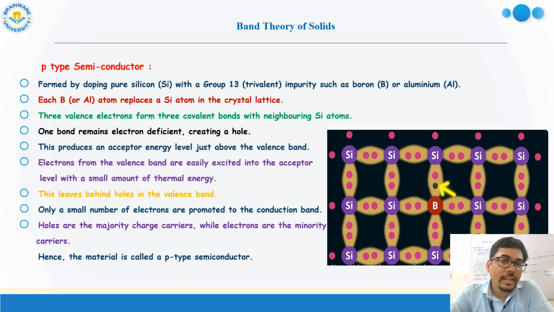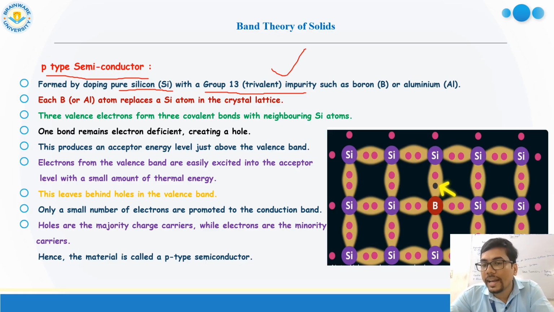Now, another is the p-type semiconductor. How does a p-type semiconductor work? Suppose there is a pure silicon atom, okay, that is, the semiconductor is doped with a group 13 element. Group 13 means boron, aluminium, that's a group 13 element. Suppose I dope with a boron atom. So boron is trivalent. So in the valence shell, boron has 3 electrons.